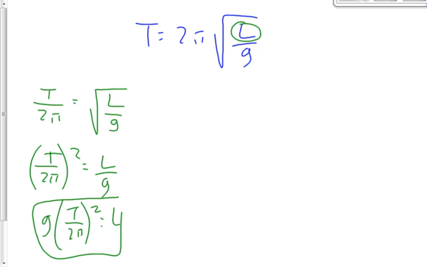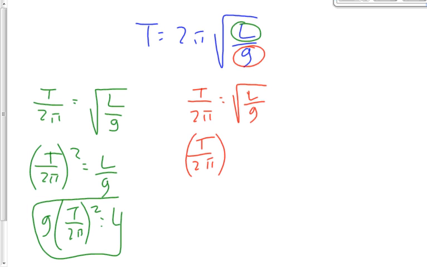Now let's solve for G. You're going to notice that the first few steps in solving for G are the same as they were solving for L. But we'll go through them again anyways. Let's take the 2 pi over by dividing. T over 2 pi equals square root L over G. Let's square that. It becomes T over 2 pi squared equals L over G. And now let's take the G up by multiplying. Get L by itself. G times T over 2 pi squared equals L.